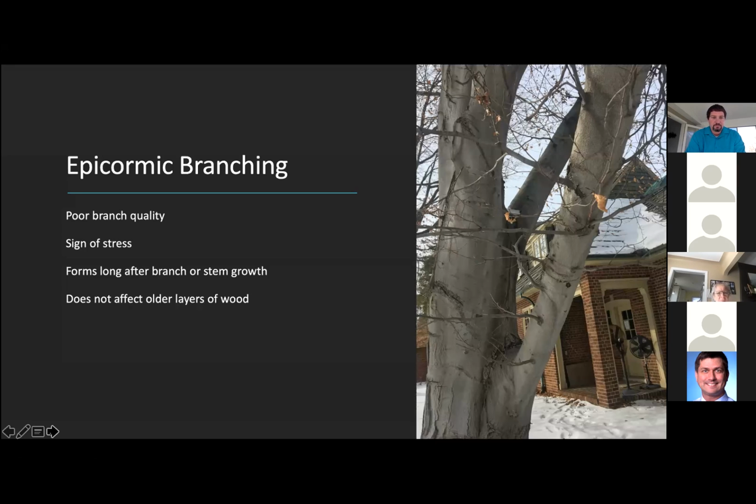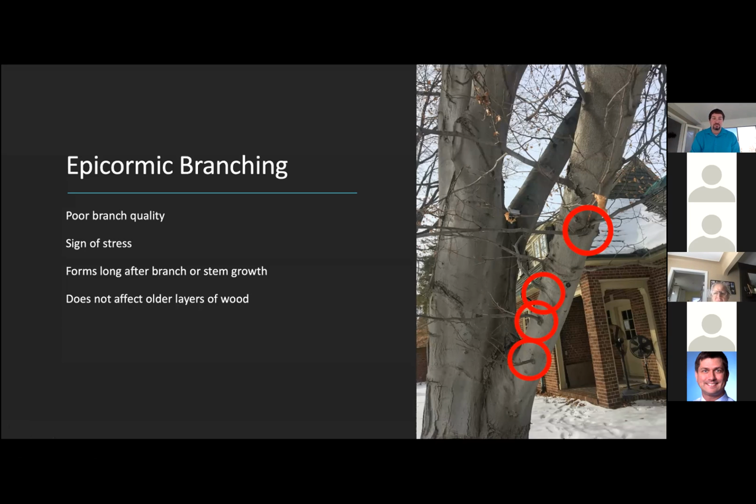Epicormic branching. You can see there's these really little branches that come out from this much larger branch. The way that they're formed, they're just sort of like secondary growth that comes off after that branch has been formed. These aren't one of those nodes that we were talking about earlier, and so they're not anchored all the way into the center of the branch. They just sort of start on the outside and take off.